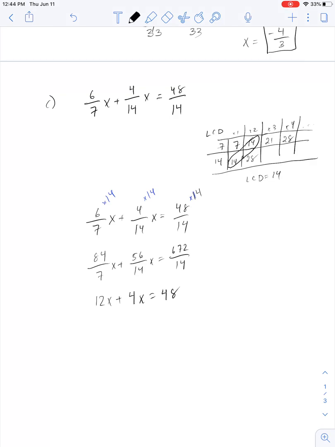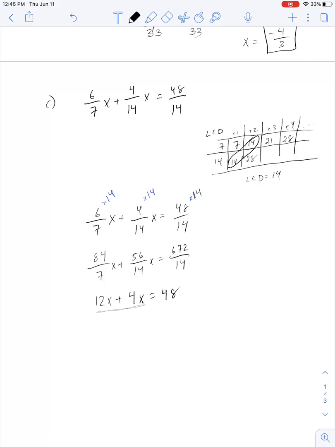So really what we did was something very nice. Our problem started off with all these fractions. We transformed it to a problem with no fractions. Fractions, no fractions. This process is called transformation. And we do that by finding the LCD, and we multiply each part by the LCD. Makes it really nice.